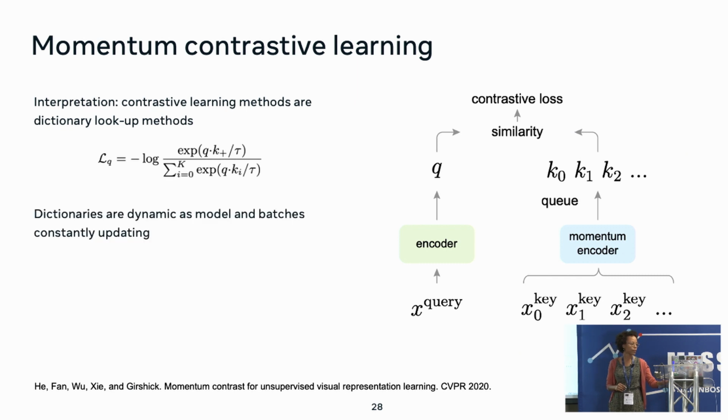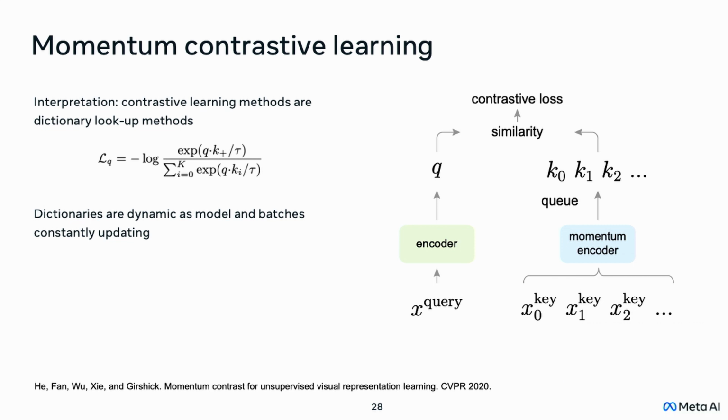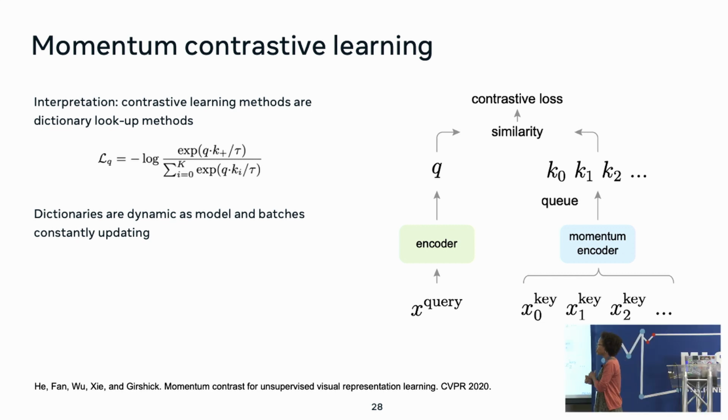And so what this means is that if you think of the samples in your batch as your dictionary, that means your dictionary is changing with every batch, right? Because the samples are changing with every batch. So you have a dictionary that's changing because the model's changing, and it's changing because the batches are constantly changing, right? So if you're trying to perform a dictionary lookup operation with dictionaries that are constantly changing, that kind of dynamicity can lead to a bit of instability in the training. This is the hypothesis of this method. And so this method aims to reduce that instability, or at least to make a more consistent dictionary.